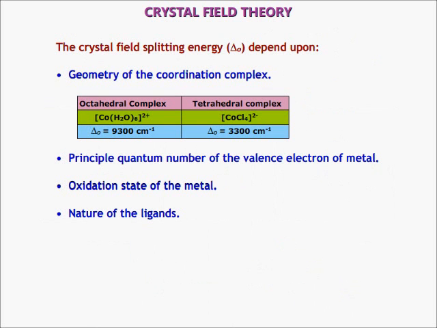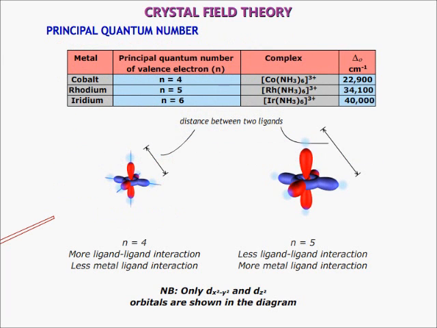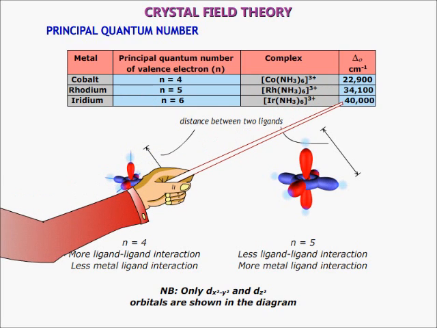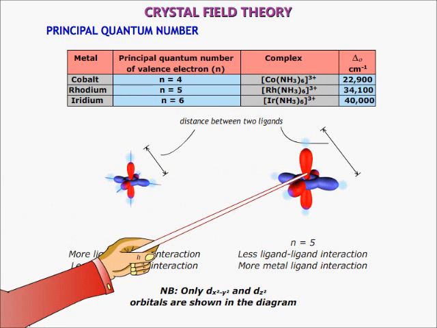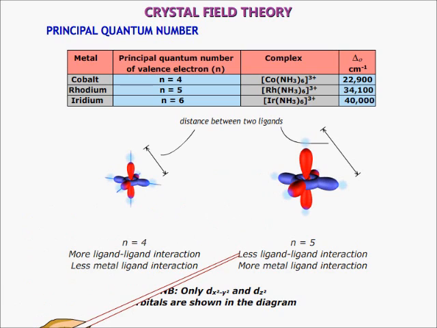The crystal field splitting energy depends on coordination complex geometry, as you have already seen. It also depends on other factors as well. Principal quantum number. Increase of principal quantum number also increases splitting, because as you increase n, the size of d orbital increases, resulting in less ligand-ligand interaction, which effectively will mean more metal-ligand interaction.